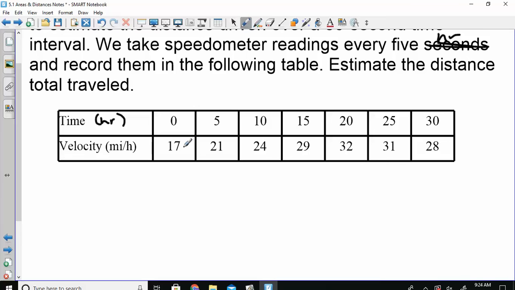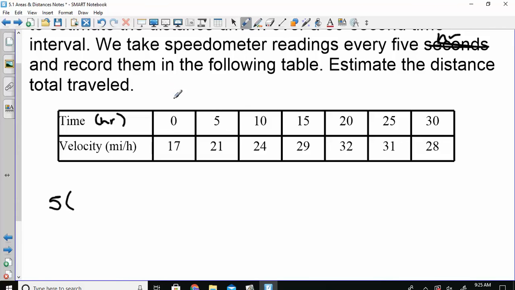Remember, with one of them we started on the right hand point every time with our rectangle, and the other we did the left. That's what we're going to do here. What is the width of each of these intervals? 5. So for every one, your distance would be 5 times your speed. Can I just pull the 5 out in front? So let's just calculate both, and then I'll decide which one is my over and which one's my under.